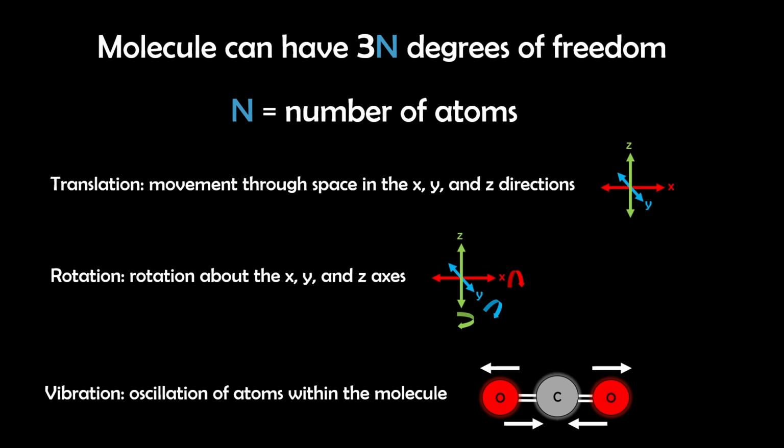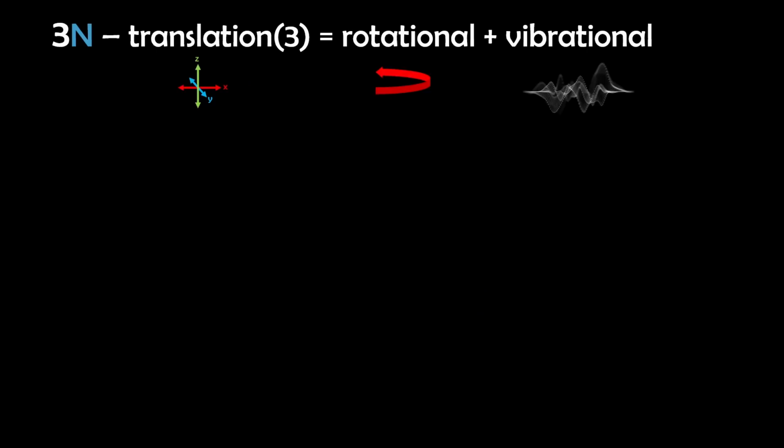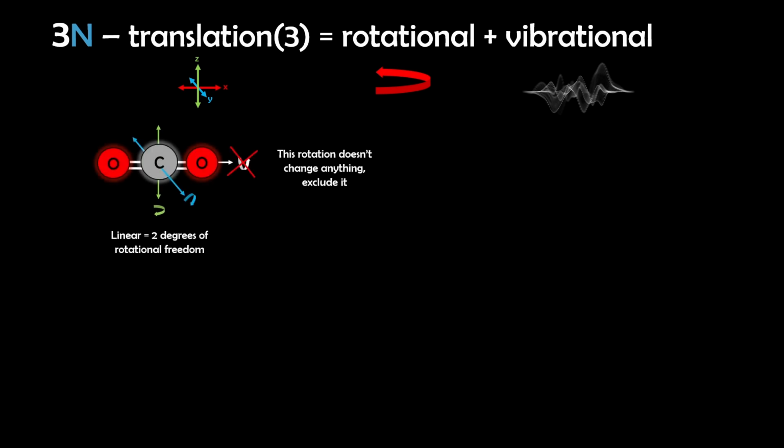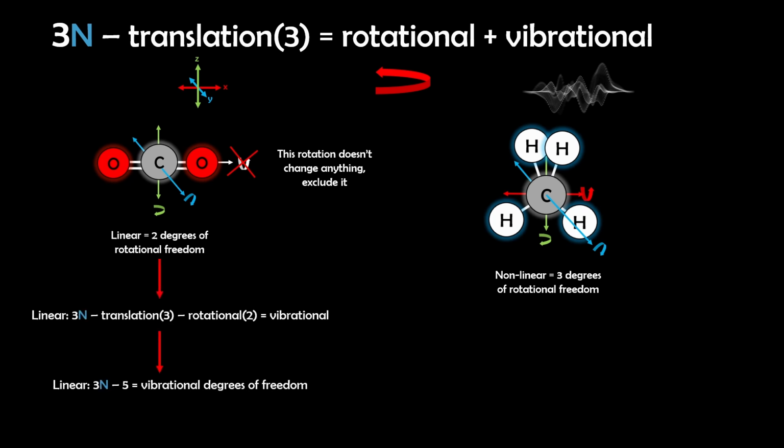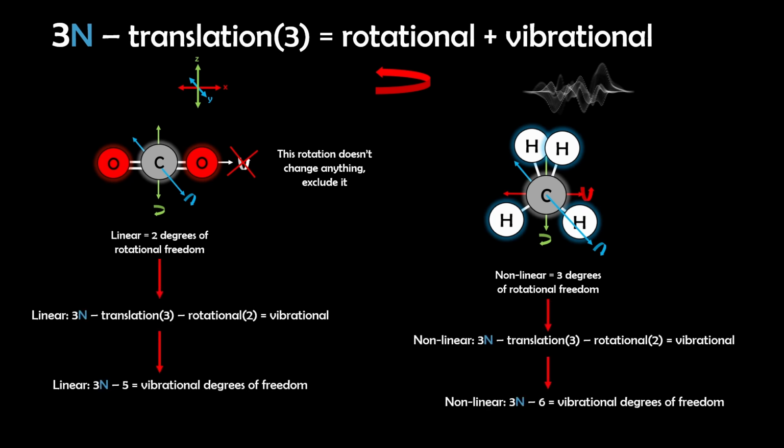Translation always accounts for 3 degrees of freedom, so removing those leaves 3n minus 3 degrees of freedom for rotation and vibration combined. Next, we remove the rotational degrees of freedom. Linear molecules can rotate meaningfully about only 2 axes, while non-linear molecules can rotate about 3 axes. So this gives us some key results. For linear molecules, we have 3n minus 5 vibrational degrees of freedom, and for non-linear molecules, we have 3n minus 6 vibrational degrees of freedom.